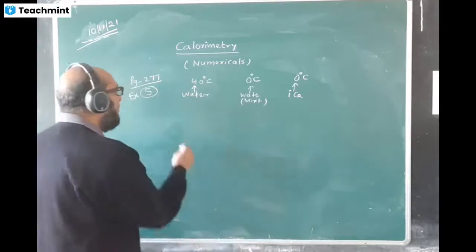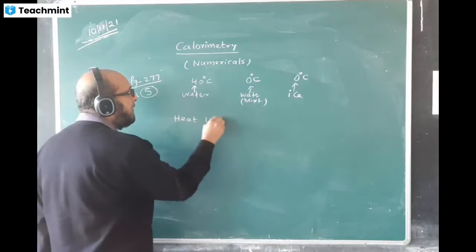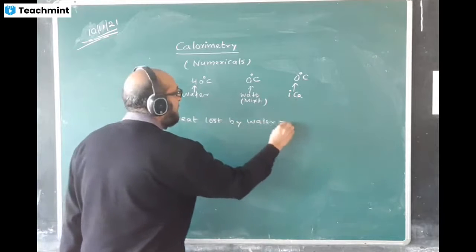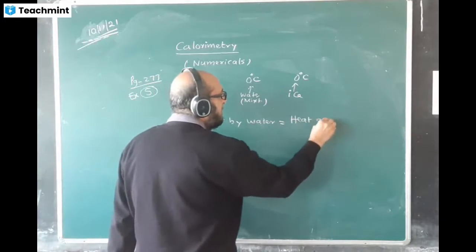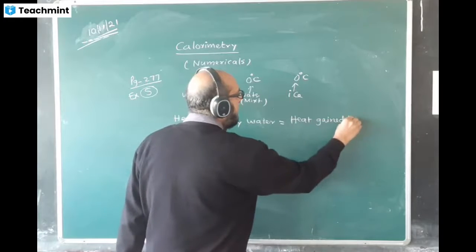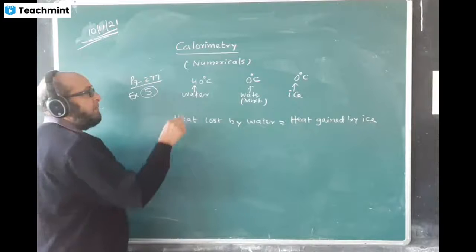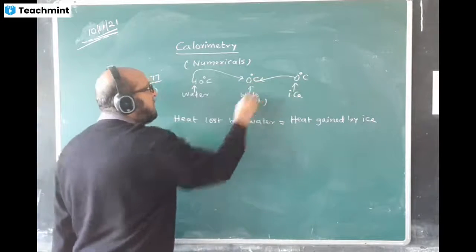Let us make the equation. How do we make the equation? Tell me, which one loses heat? Heat lost by water is equal to heat gained by ice. Very good. So we'll come to the mixture from this side, and from this side also we'll come to this.